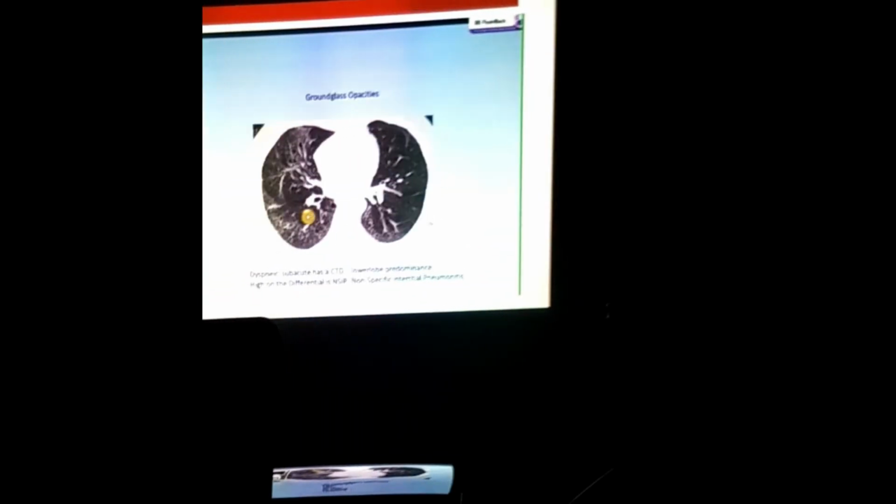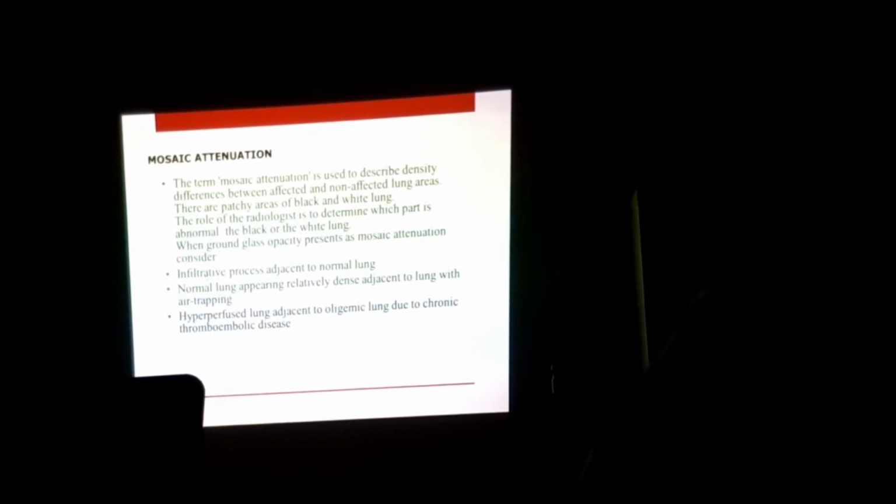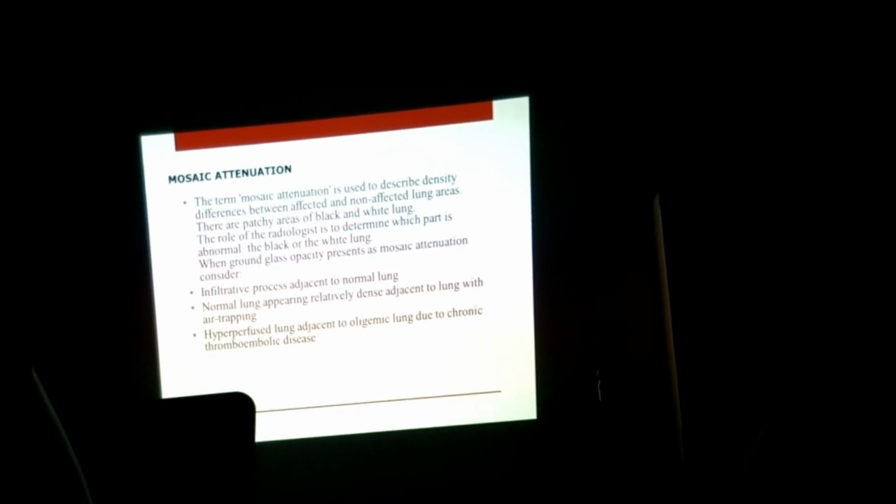Mosaic attenuation. The term mosaic attenuation is used to describe density differences between affected and non-affected lung areas. There are patchy areas of black and white lung. The role of the radiologist is to determine which part is abnormal. When ground glass opacity is present as mosaic attenuation, consider infiltrative process adjacent to normal lung, appearing relatively dense adjacent to lung with air trapping, or hyperperfused lung adjacent to oligemic lung due to chronic thromboembolic disease.